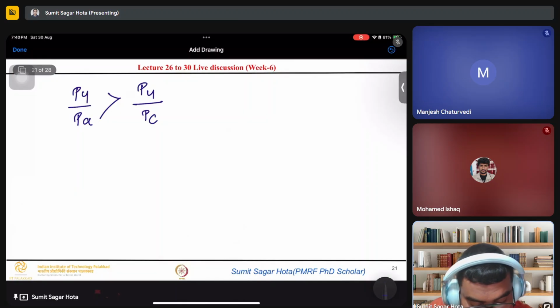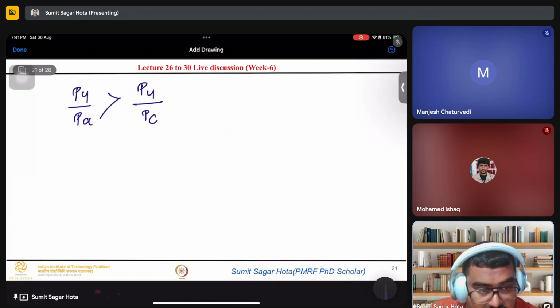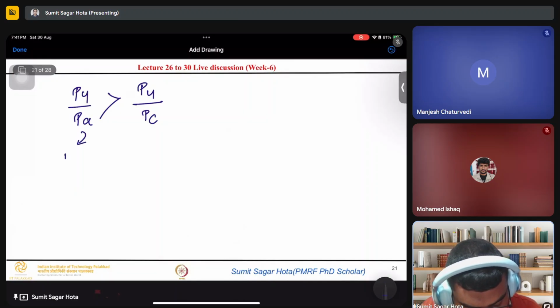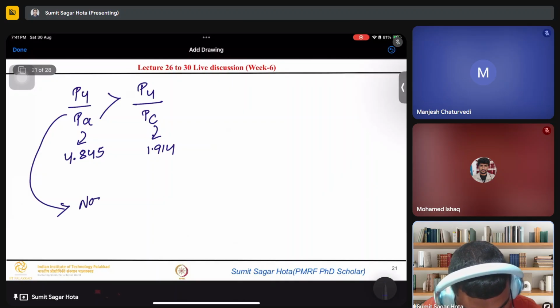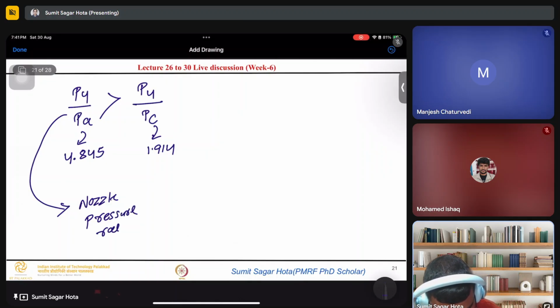Always remember, there is no pressure ratio that can exist higher than the critical value. If it is higher, that means the nozzle won't work; it's useless. Since here in this case our P4 by Pa we get as 4.845, and P4 by Pc is 1.914, which is a higher value. This is your nozzle pressure ratio, and this is your critical pressure ratio.